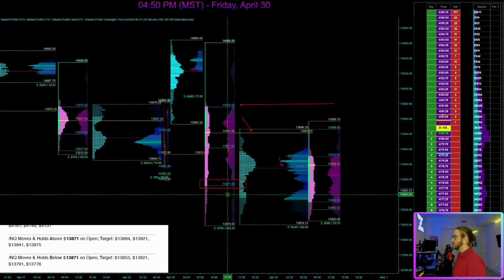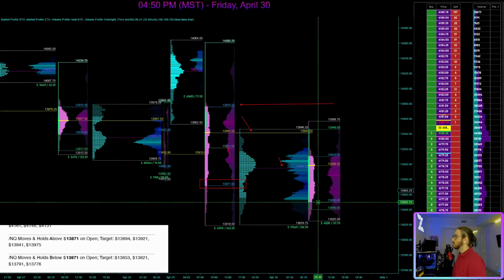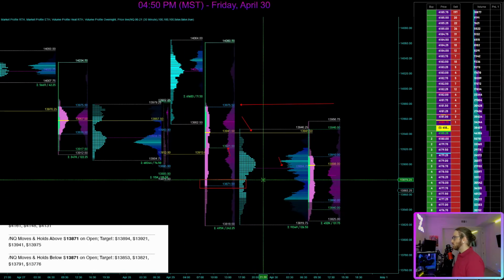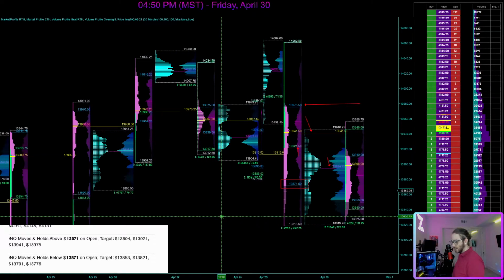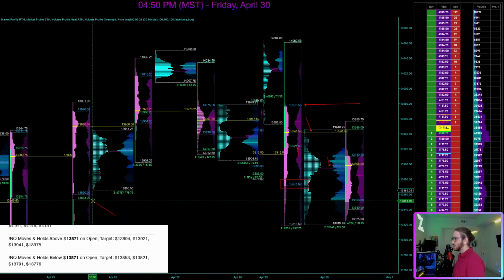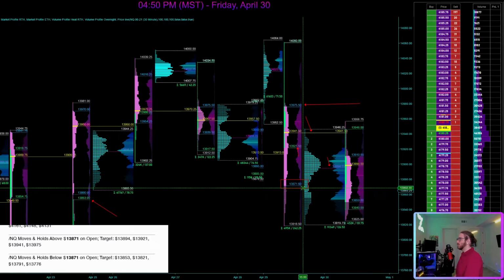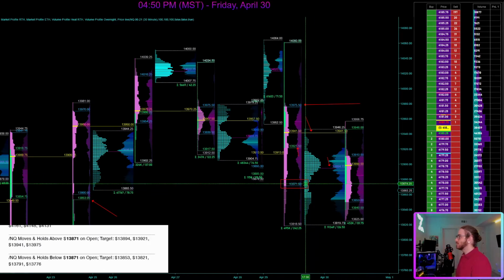So on the downside, we really only had one downside target hit, and that was the 13,853 level, which was actually the initial balance high from the April 23rd session all the way back here. So that was about 15, 20 points or so.